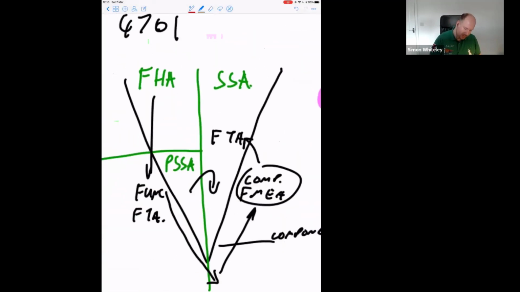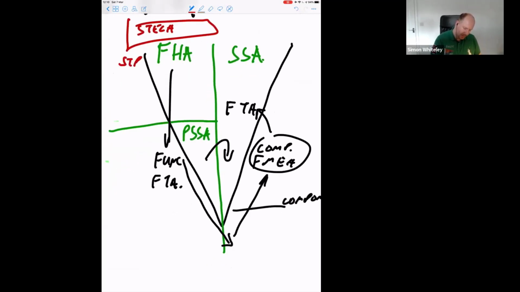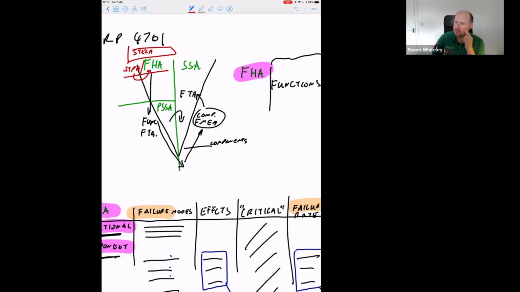But of course, if you're looking at the system life cycle, you would apply STECA here, and then you would apply STPA here in parallel with FHA. Because in fact, some of the results of STPA are exactly the same as FHA. Yeah, so FHA loses sense. Say again? To do FHA, if you are already doing STPA, I think that it doesn't make sense. Yeah, you wouldn't need to do it. You don't need to do it.